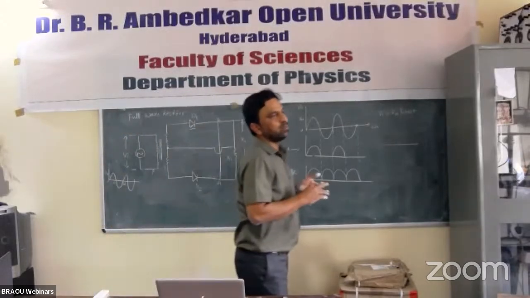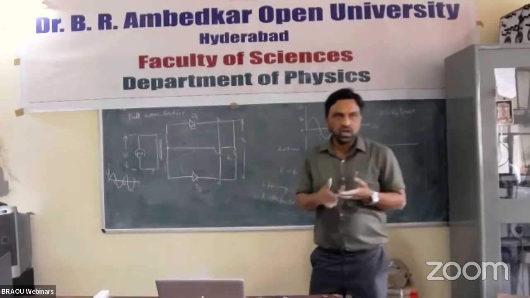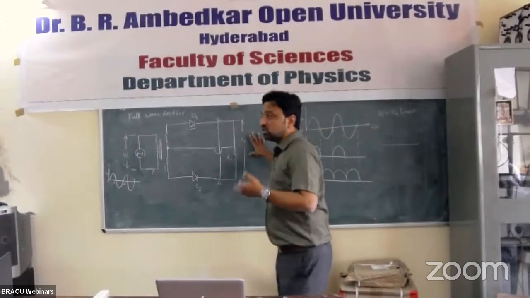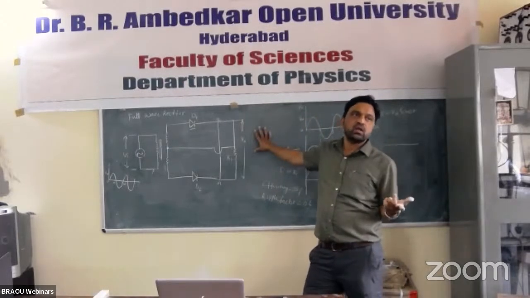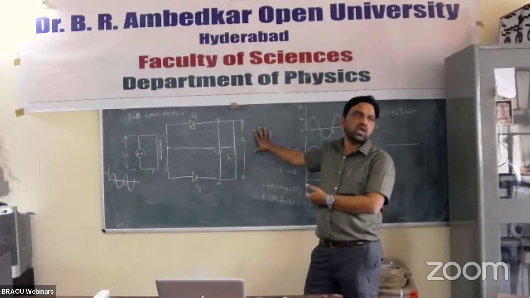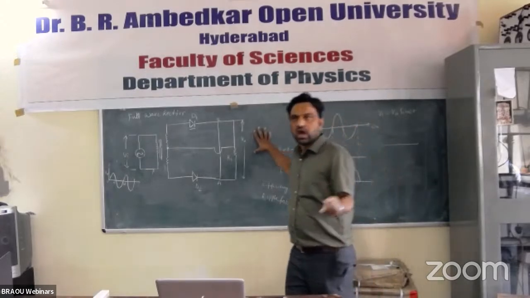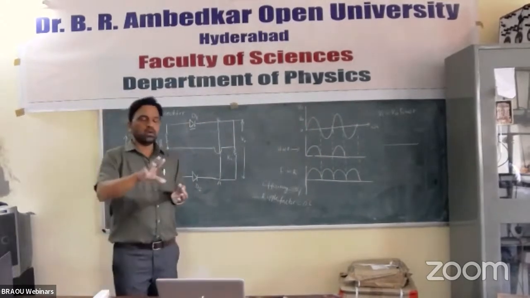Okay, so that means when we are using these rectifiers, whether it may be half wave rectifier, full wave rectifier, or bridge rectifier, in all these 3 cases, the output voltage, which we are calling a DC voltage, is not completely DC. Some part of the AC voltage is present there.